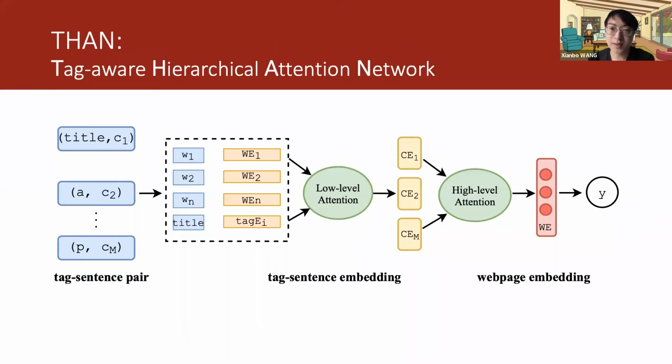Then we propose a tag-aware hierarchical attention network, THAN, to train the classifier. It first learns the tag sentence embeddings for each tag sentence pair. Then in the second layer, it learns to assign attentions to the tag sentence pairs and generates a single web page embedding vector for final classification.